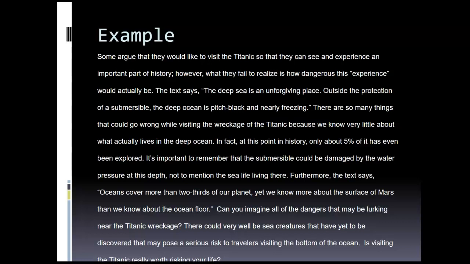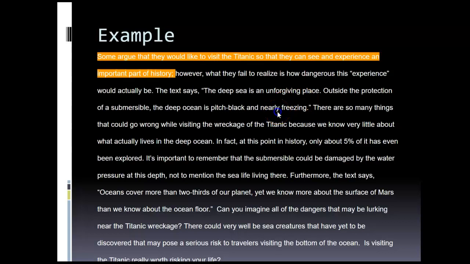Furthermore, the text says, "Oceans cover more than 2/3 of our planet, yet we know more about the surface of Mars than we know about the ocean floor. Can you imagine all of the dangers that may be lurking near the Titanic wreckage? There could very well be sea creatures that have yet to be discovered that may pose a serious risk to travelers visiting the bottom of the ocean. Is visiting the Titanic really worth risking your life?"